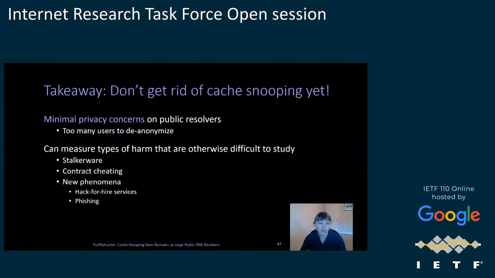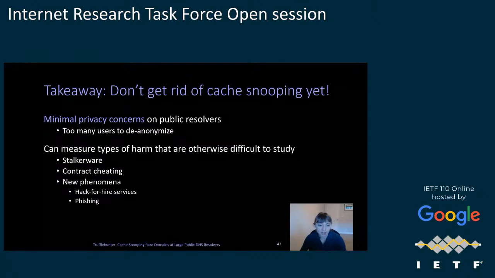So the takeaway from our point of view is that cache snooping on public resolvers shouldn't actually be gotten rid of yet. We argue that there are minimal privacy concerns when you're cache snooping on public resolvers because there are too many users to figure out which user put a domain into cache. And if you allow cache snooping on these resolvers, then you can measure types of harm that are otherwise very difficult to study. In particular, for stalkerware, it's very difficult to figure out how much of this stuff exists in the wild, and each instance of stalkerware represents a significant amount of harm being done.